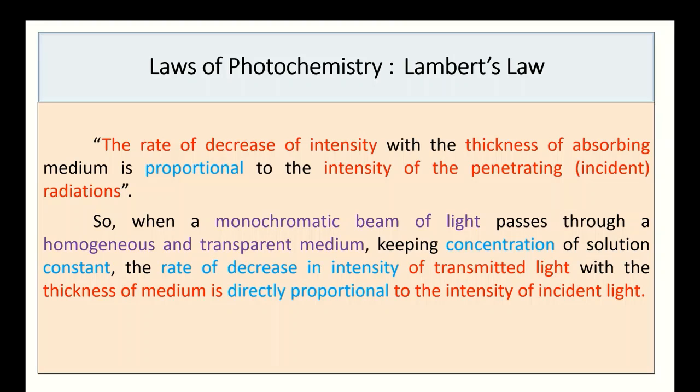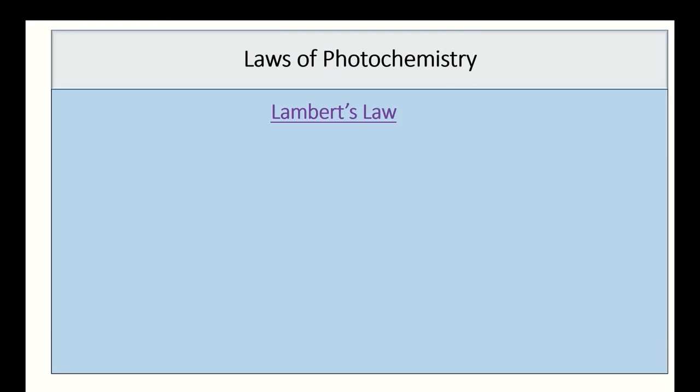So we state Lambert's law as: when a monochromatic beam of light passes through a homogeneous and transparent medium, keeping the concentration of the solution constant, the rate of decrease in intensity of the transmitted light with the thickness of the medium is directly proportional to the intensity of the incident light. We can understand this by the diagram shown here. This is a cuvette or a sample holder that we take. The incident radiation I0 is passed in, and the transmitted light I comes out from the right side. This is the path length or the thickness of the medium, which is denoted by t.